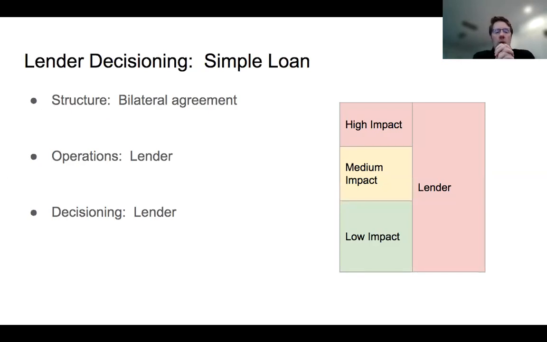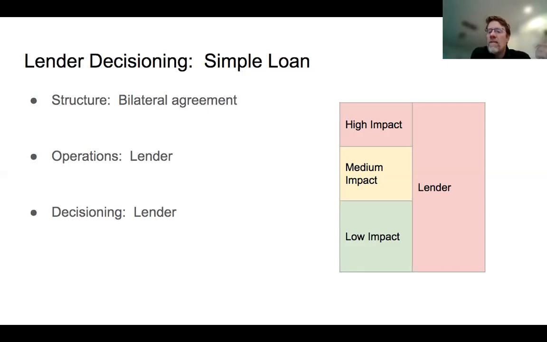So what about a simple loan? The lender makes a loan to the borrower. This is about as simple as it gets. I will call it a bilateral agreement, a fancy word for saying 2 parties, a borrower and a lender. Who does all the operational work around the loan? Making sure the funds are available, whatever needs to be done. The lender does it. Who does all of the decisioning? If things have to be decided on, the lender does it. So you can see they do it across high impact, medium impact, and low impact. It's all the lender typically. They're in control. This is a fairly simple way of doing things.